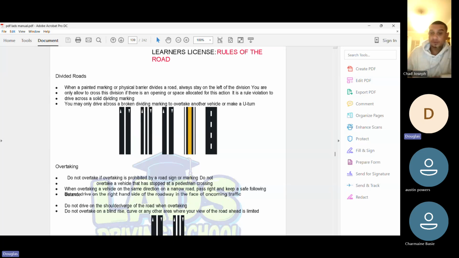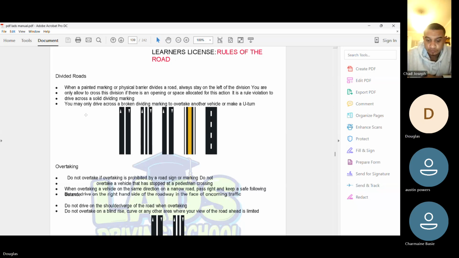As we read on divided roads, they're saying when a painted marking or a physical barrier divides the road, always stay on the left side of the road. You are only allowed to cross this division if there is an opening or space allocated for this action. It is a rule violation to drive across a solid divided marking. Remember, it's a solid divided marking. You may only drive across a broken divided marking to overtake another vehicle or make a U-turn.